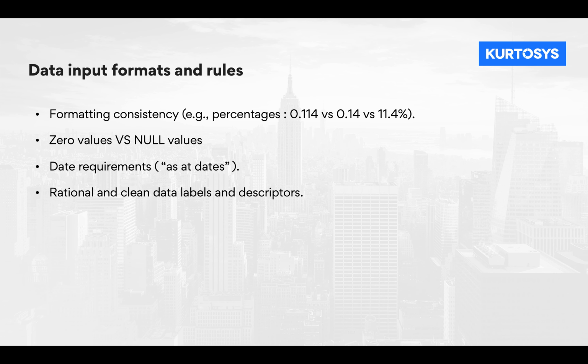We need to also make sure that all the date requirements are there. As an example, as at dates. It's very regulatory within your information that you display what data, from what date, this data is representing. For example, if you're showing performance, you need to say this is the performance from this date. So it's important that when we are displaying information, you should make sure that all the data requirements are met.